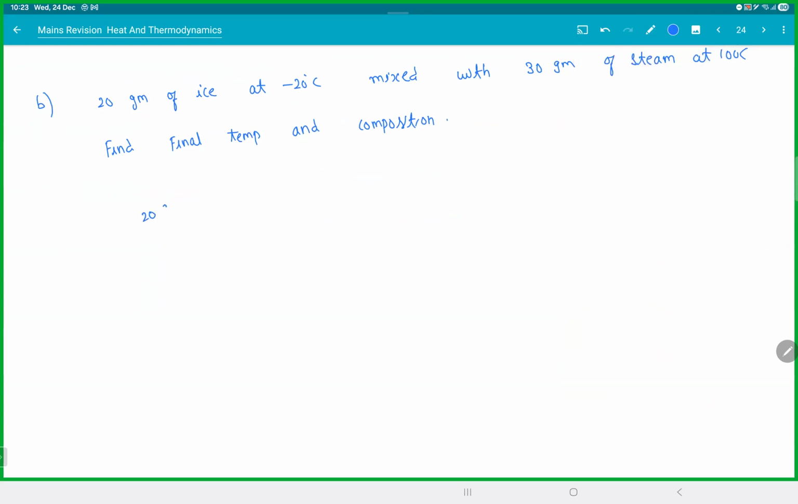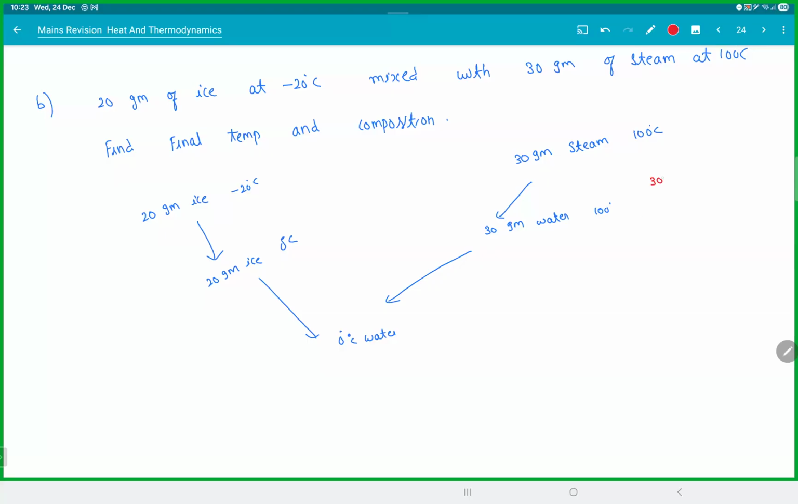So 20 grams of ice at minus 20 degrees. This will become 20 grams of ice at 0 degrees, then it becomes 0 degree water. 30 grams of steam at 100 degrees. This will become 30 grams water at 100 degrees. Then it becomes 0 degree water. So this guy will release how much heat? 30 into 540.